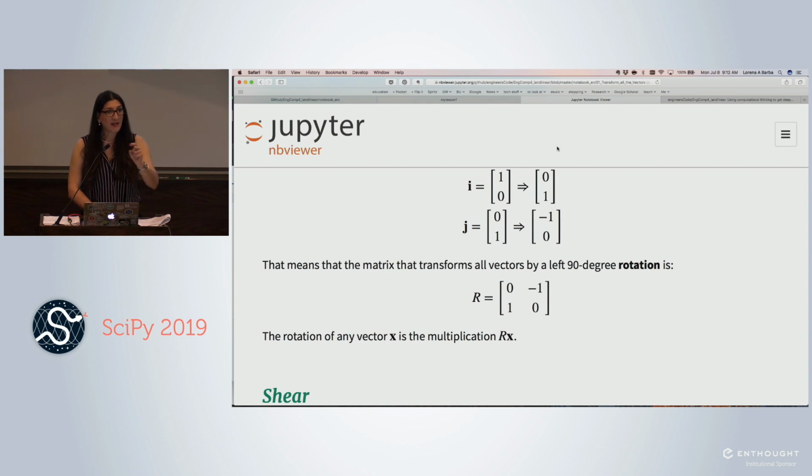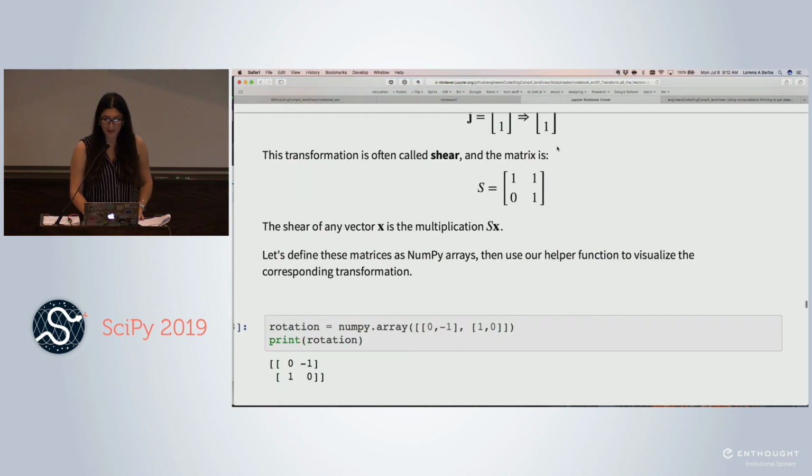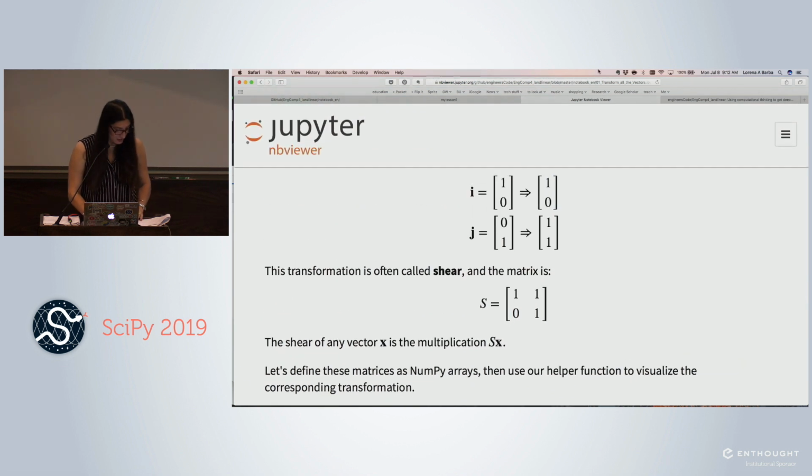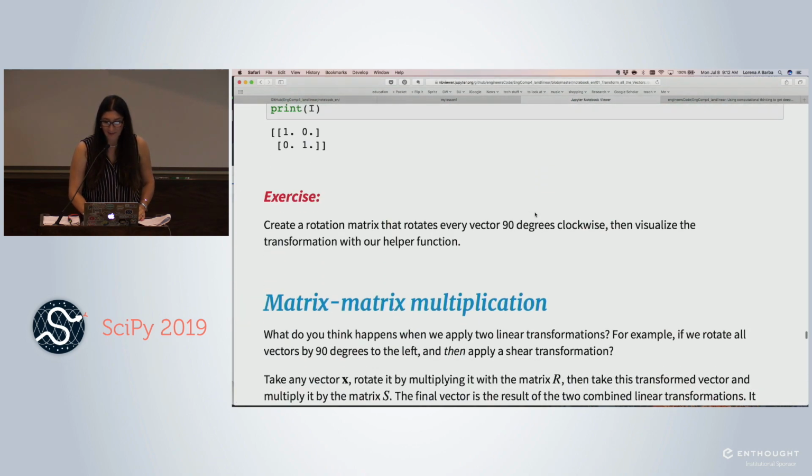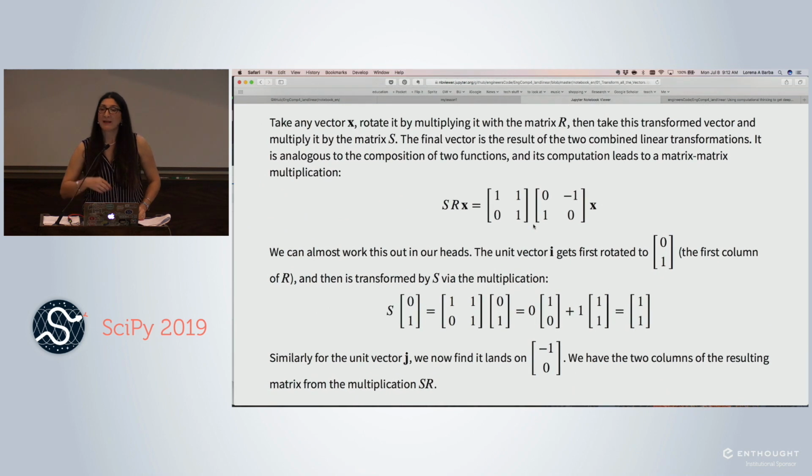So imagine that we take the output of Rx, that's a vector, and then we want to shear it. Well, that's another matrix-vector multiplication, multiplied by the matrix we called shear, that we called S. So essentially, applying two linear transformations one after the other is the same as the composition of transformations, which mathematically is matrix-matrix multiplication. So here, R multiplies x, the result of that is a vector, and then we multiply by S. That is the composition of two linear transformations, which leads to matrix-matrix multiplication.